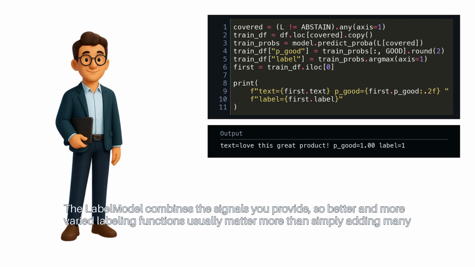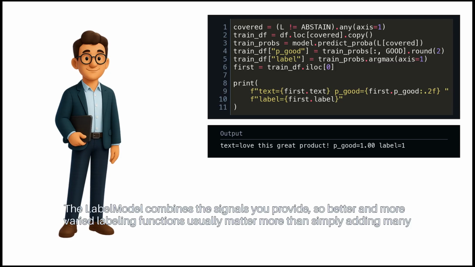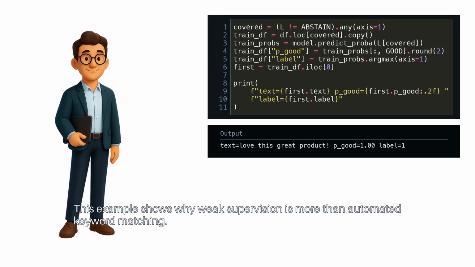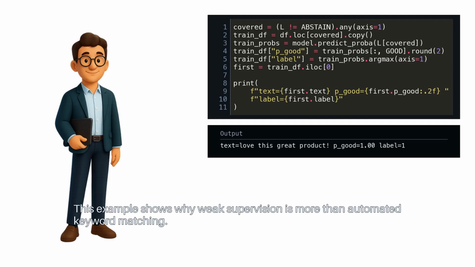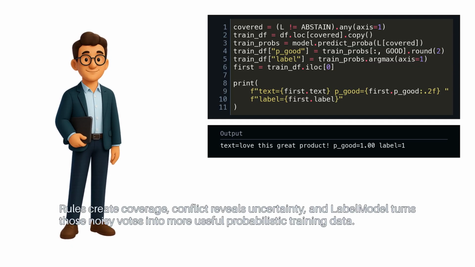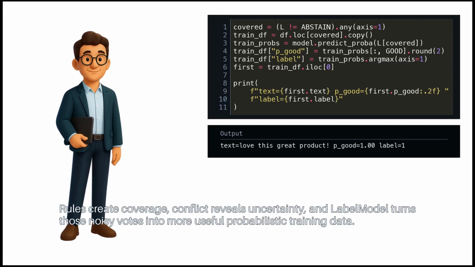The label model combines the signals you provide, so better and more varied labeling functions usually matter more than simply adding many similar rules. This example shows why weak supervision is more than automated keyword matching. Rules create coverage, conflict reveals uncertainty, and the label model turns those noisy votes into more useful probabilistic training data.